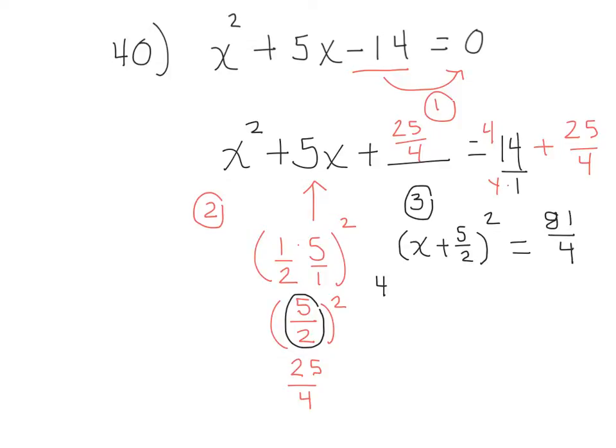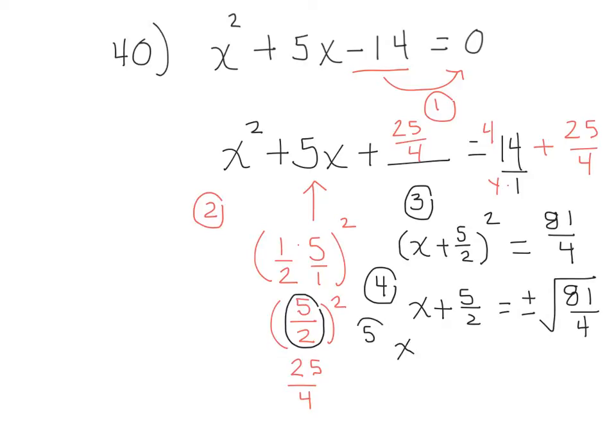Step 4 is to now use property 6.1. Square root both sides. When I square root the left side, I'll have x plus 5/2. When I square root the right side, I'll have positive and negative square root of 81 over 4. And now, step 5 is to continue on in solving for x.